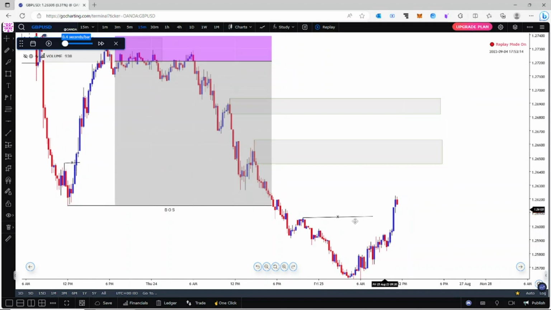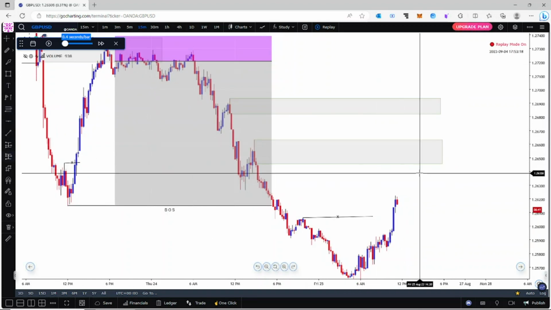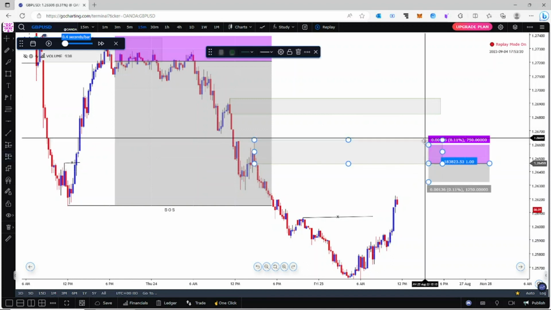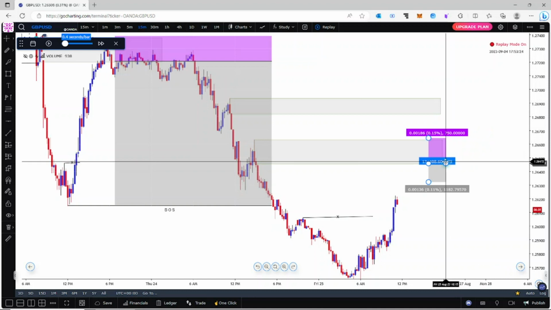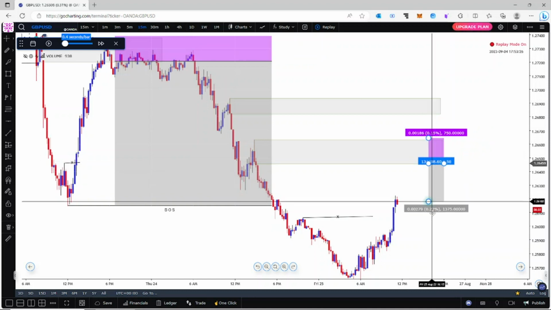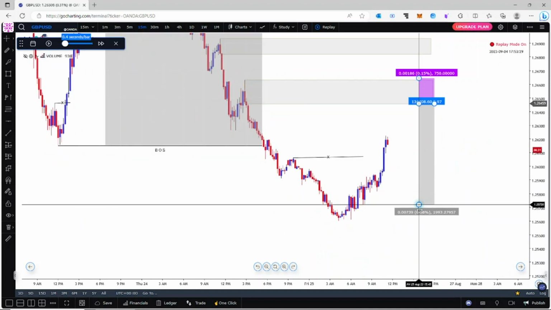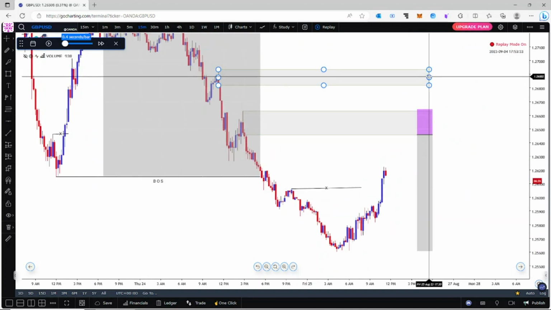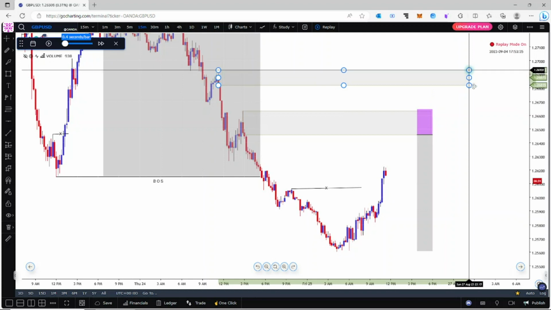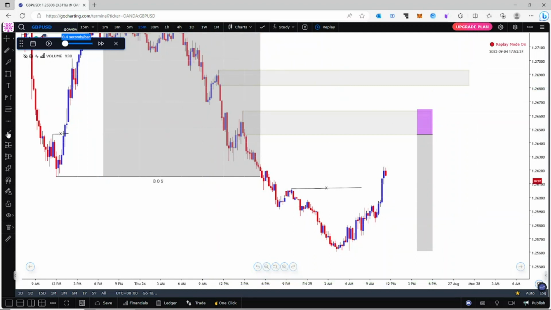So let's see where price is going to go. So I'll put my limit here. Sometimes I may not be available to monitor the market because of my work. Good. And then also, if this one fails, then it will be my next POI.